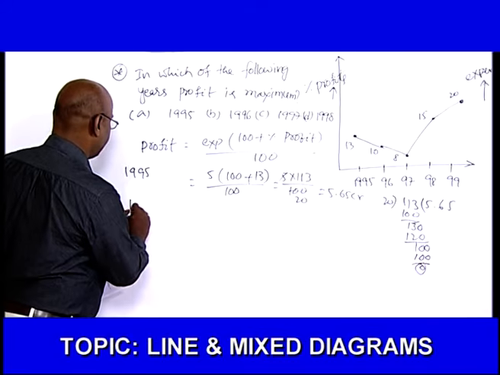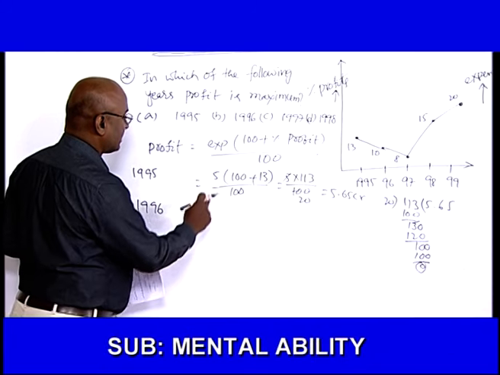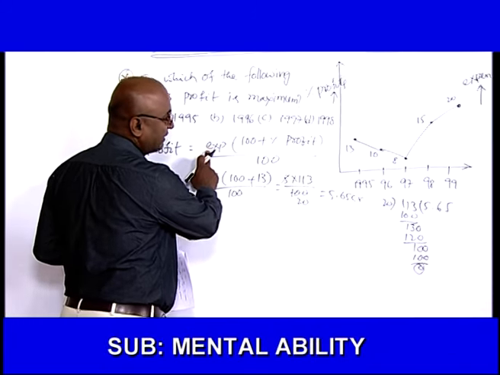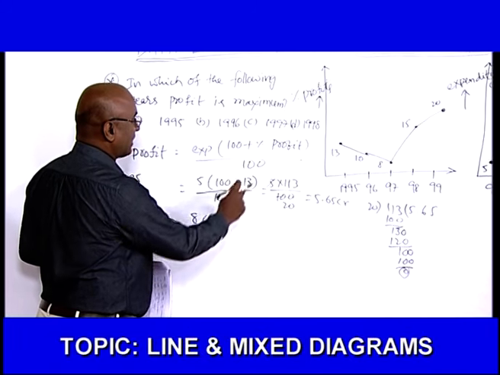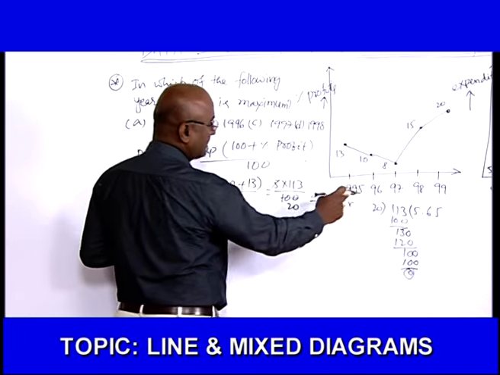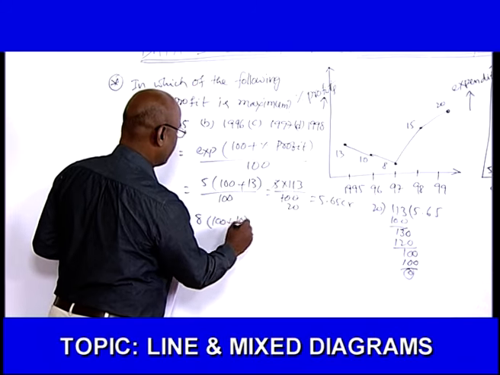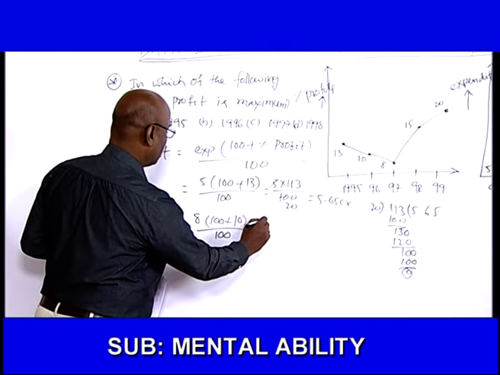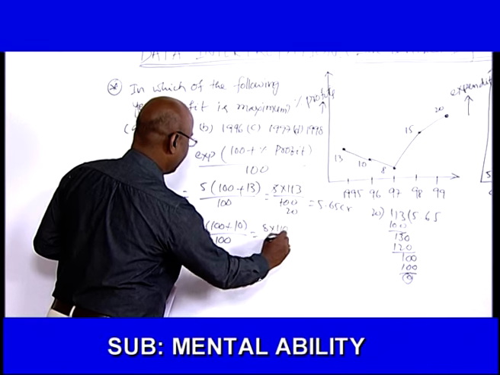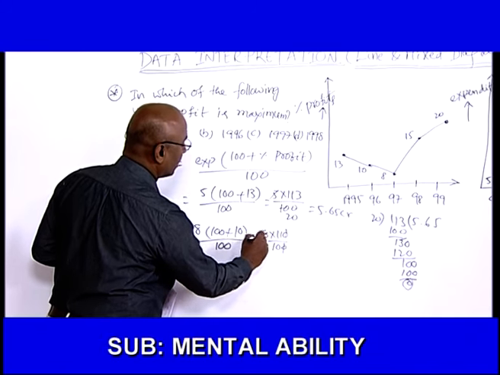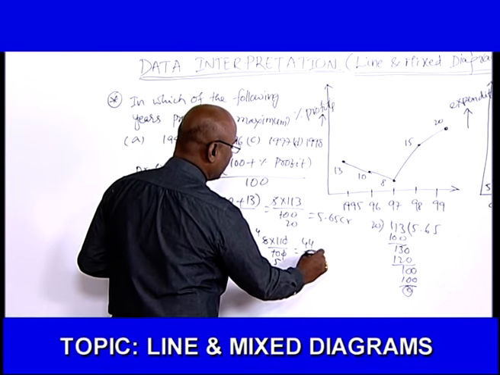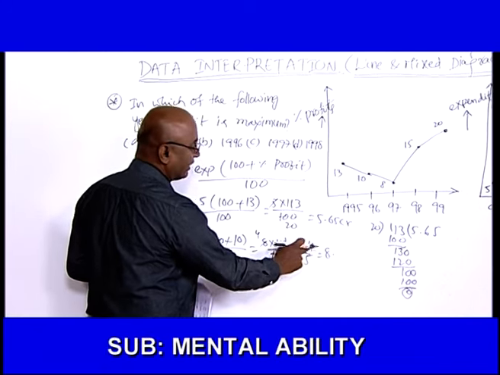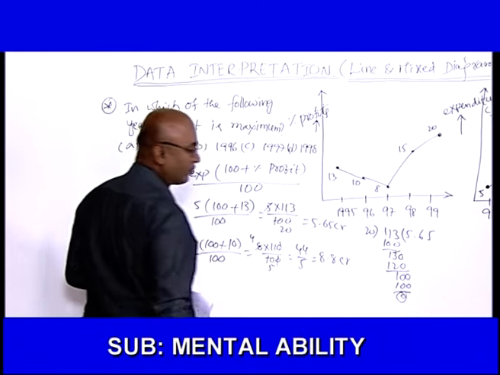And in the year 1996, profit is equal to expenditure in the year 96, which is 8 crores, into 100 plus percent profit in the year 1996, which is 10%, by 100, that is equal to 8 into 110 by 100, that is equal to 2 4s, 2 5s, and 11 4s are 44 by 5, that is equal to 5 8s are 40 and 8.8 CR.